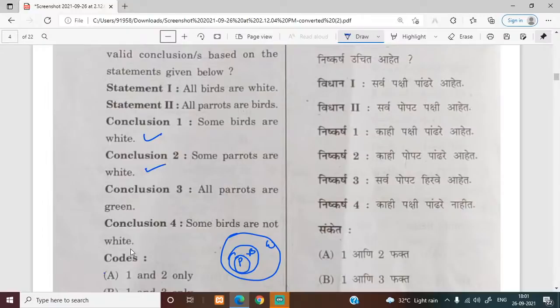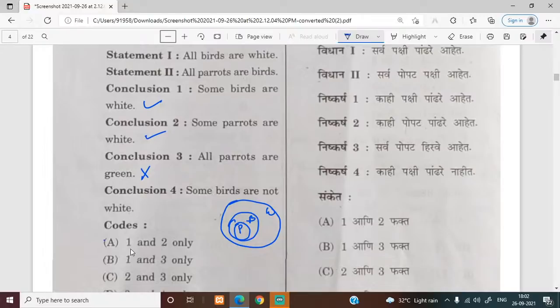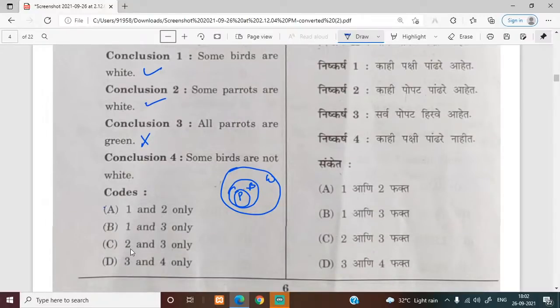will also be true. While conclusion 3, all parrots are green, no, because there is no circle for green. Do not go to the literal meaning of this sentence, because we know that many parrots are green, but here no circle is indicating green. So this option is incorrect. While some birds are not white, all birds are white. You can directly see this from the diagram. All birds are white. So this statement is saying some birds are not white. So this conclusion is also incorrect. So the right answer is 1 and 2 only.